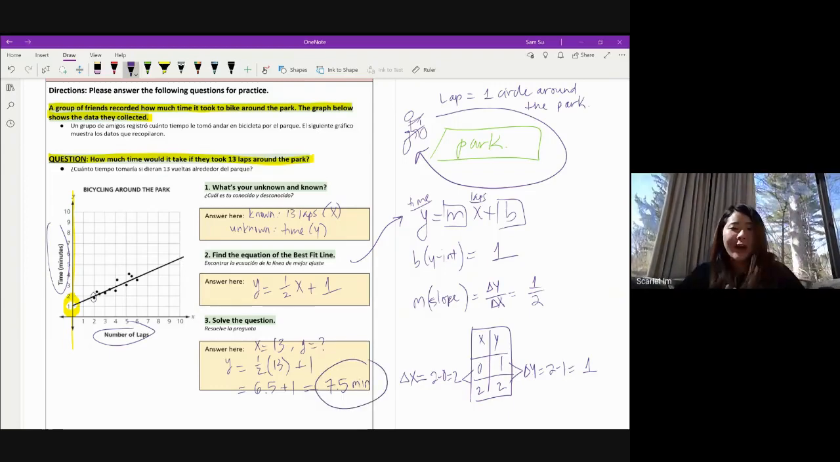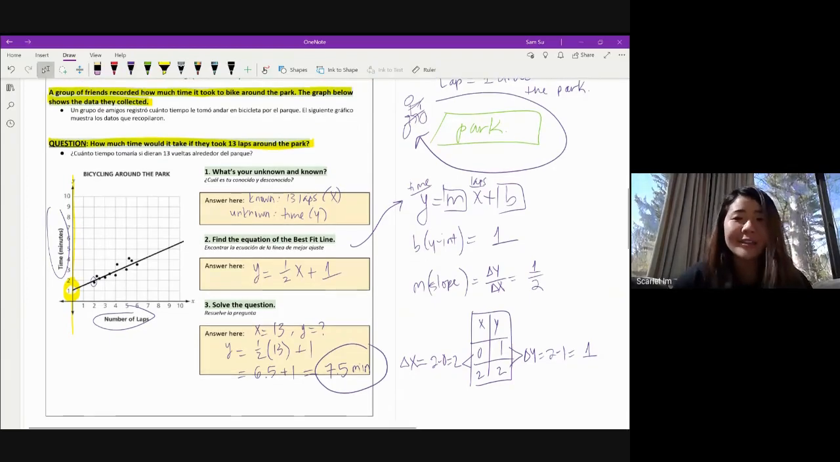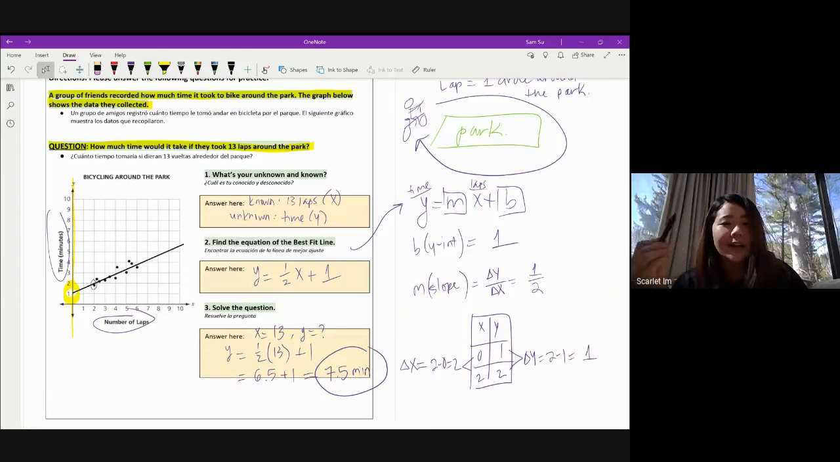So I know now, based on this scatter plot and the data that this group of friends collected, that if I took 13 laps around the park, it's very likely, I'm making a very good guess, that it probably took me 7.5 minutes, which is actually really fast. So I'm guessing the park isn't that big. But yeah. So hopefully this was a little bit helpful in figuring this out. This is basically everything we've been learning put together.